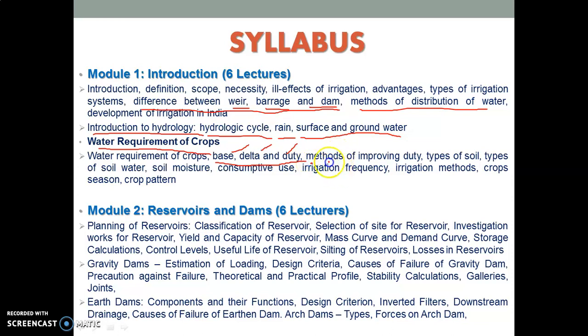Then we are going to see the methods of improving duty and types of soils. Types of soil also decide how much water you are going to use. Then types of soil, water, soil moisture and other such parameters. Next is module 2, which is reservoirs and dams.